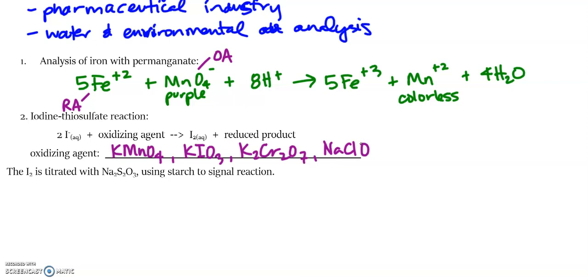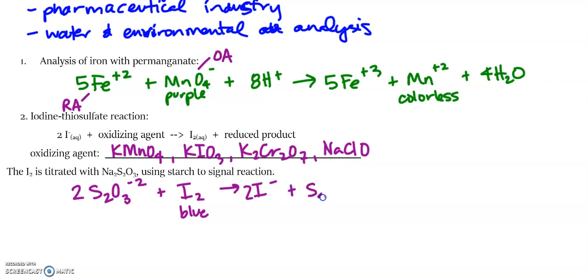The I2 is then titrated with sodium thiosulfate using starch to signal the reaction. So you get 2 S2O3 2- ion plus the iodine, which is a really dark blue, which turns into 2 I- and S4O6 2-. Something to note, because this will come up later, is that S2O3 is what we call the thiosulfate ion. This is a polyatomic ion that we just didn't use before when we talked about them.